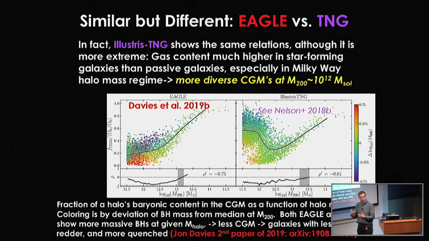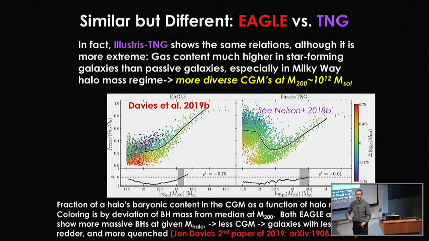But actually, what it is trying to show is similarities between these two models, that despite these FCGM versus M200 relations being different, you see the same anti-correlation, especially at Milky Way mass halos, especially in Illustris TNG, between FCGM and the mass of the black hole, which is this coloring, a deviation from the median mass of the black hole at that halo mass. In this paper, we were trying to identify similar behaviors, but we also want to identify different predictions in the simulations, and that these star-forming galaxies in Illustris TNG have a different feedback prescription that doesn't really eject baryons from the CGM at early times, so they're pretty rich in baryons.